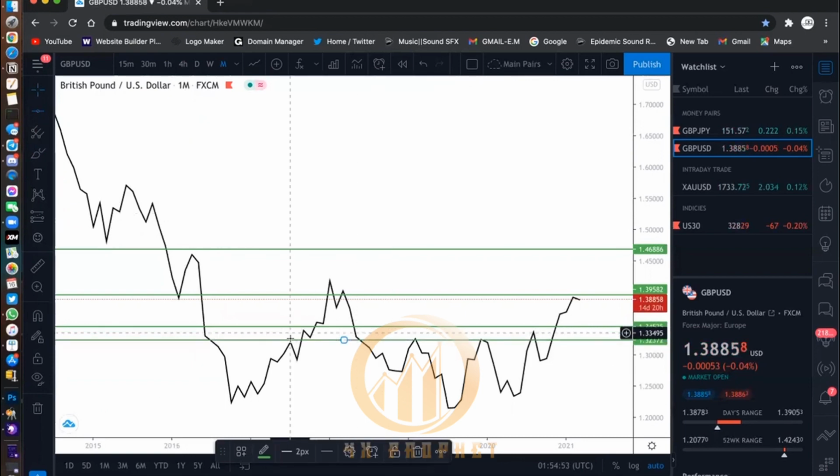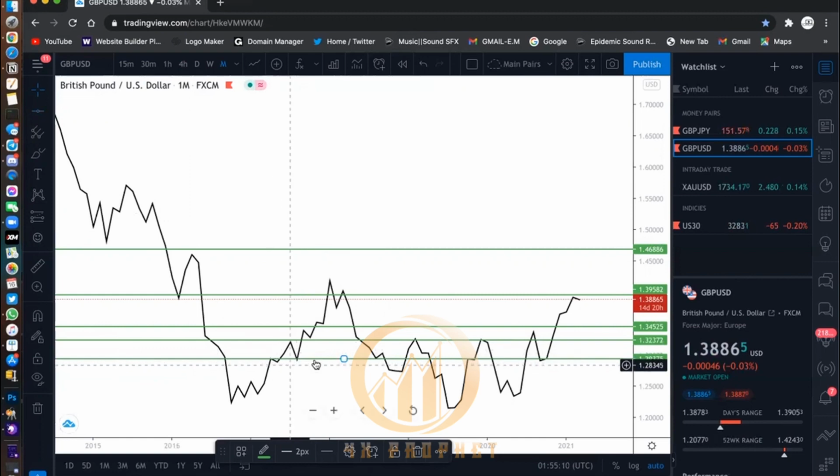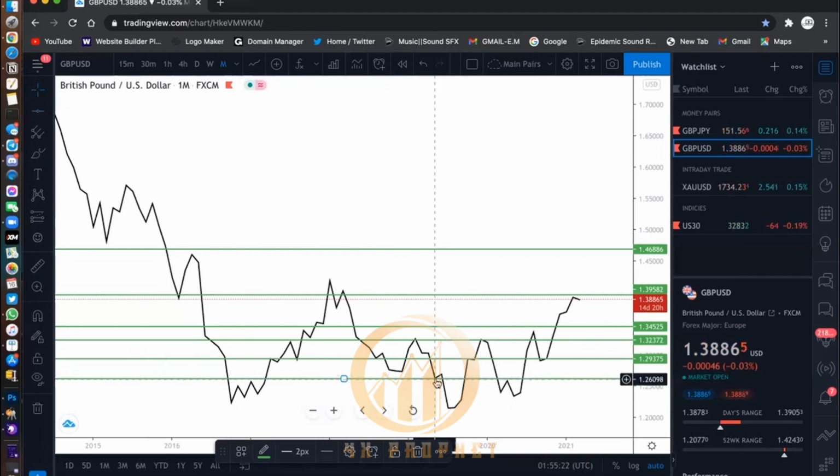We have a next one right here where it acted as resistance and support. All right, awesome. This right there is an area of indecision. We have price testing this area plenty of times. Coming down again, what we're still looking for is areas of indecision. You see it acted as a support right here and a resistance right here as well. Coming down.